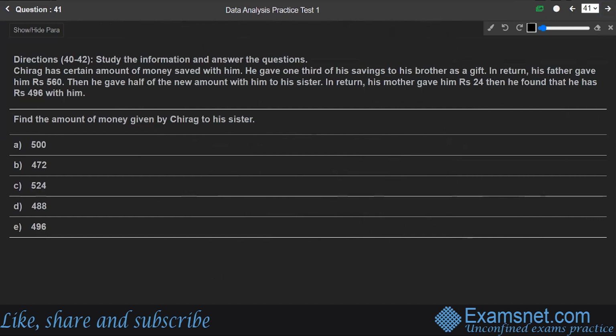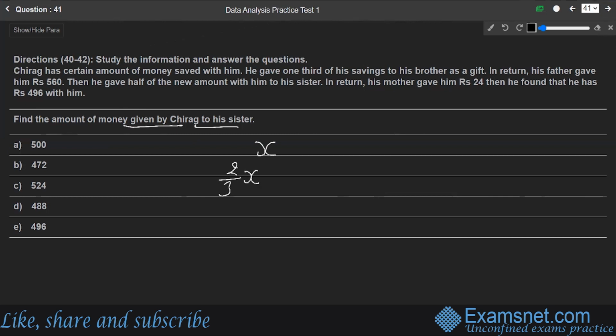Now, the same question continues. Find the amount of money given by Chirag to his sister. So the initial amount with Chirag was X. Then he gave one third to his brother as a gift. So he was left with 2 by 3x.